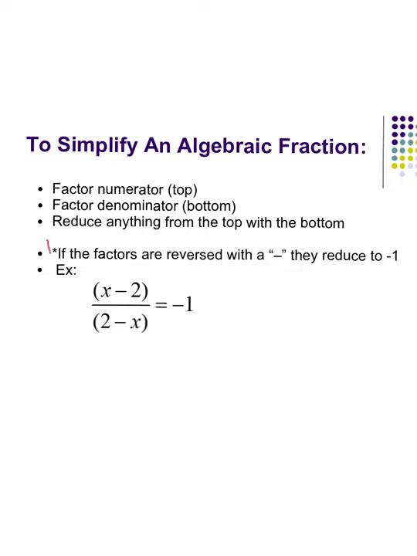And then we're going to reduce anything from the top with anything from the bottom. Very important, you want to put a big star here. If the factors are reversed with a minus, they reduce to a -1. So if you are left with x minus 2 over 2 minus x, they reduce to -1.